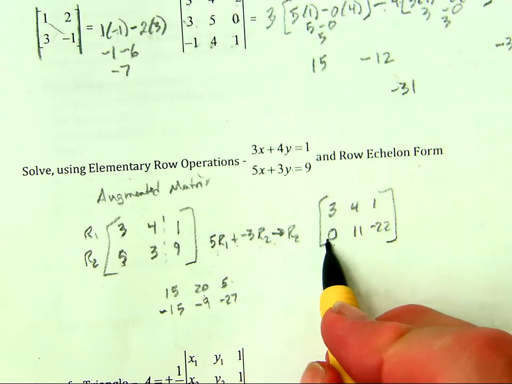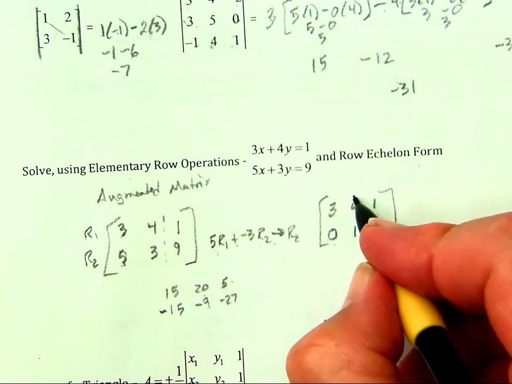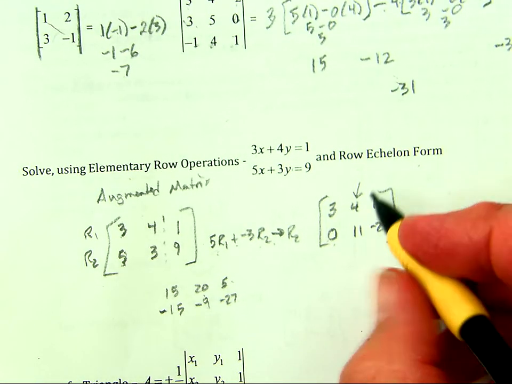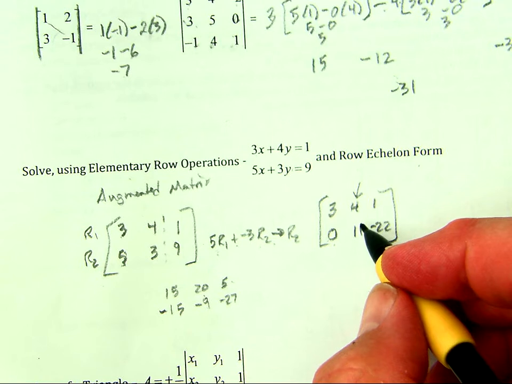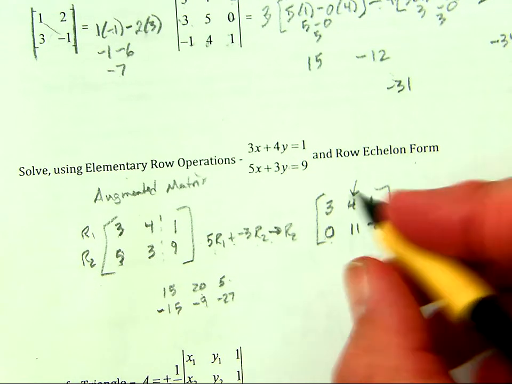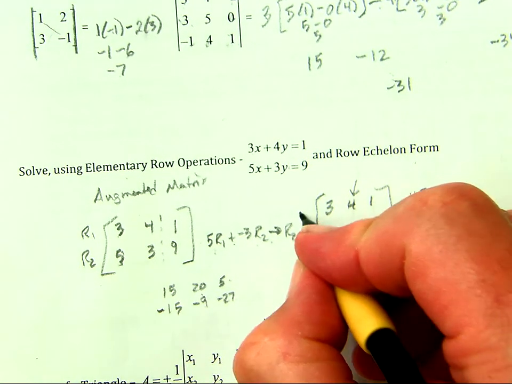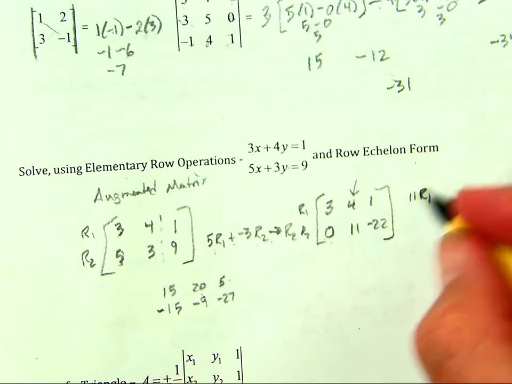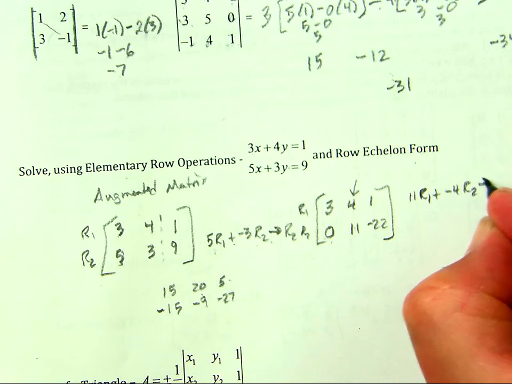So we turned this one into a 0. Now we want to turn this one into a 0. We want a 0 right here. So again, think of cross multiplying like we did with our systems before. What if I take 11 times row 1? So here's my row 1 now and row 2. I'm going to take 11 times row 1 plus a negative 4 times row 2, and that's going to replace row 1.